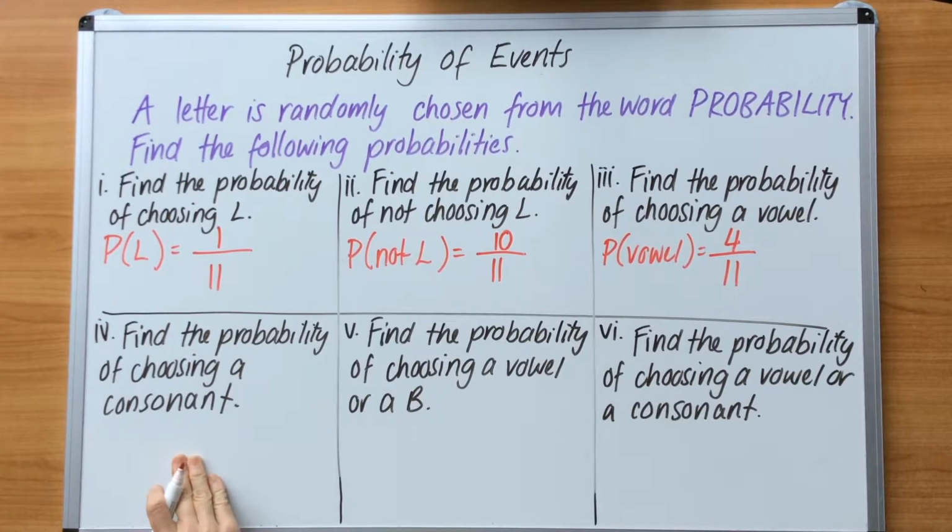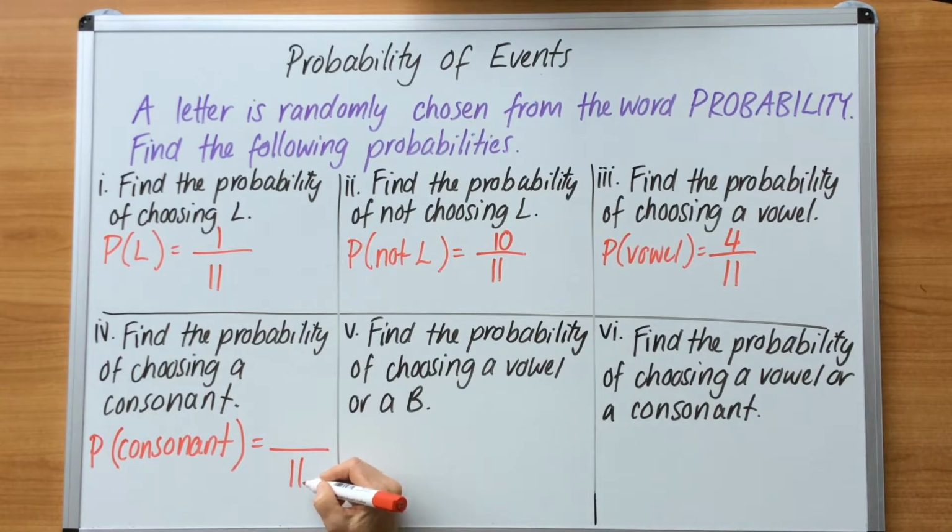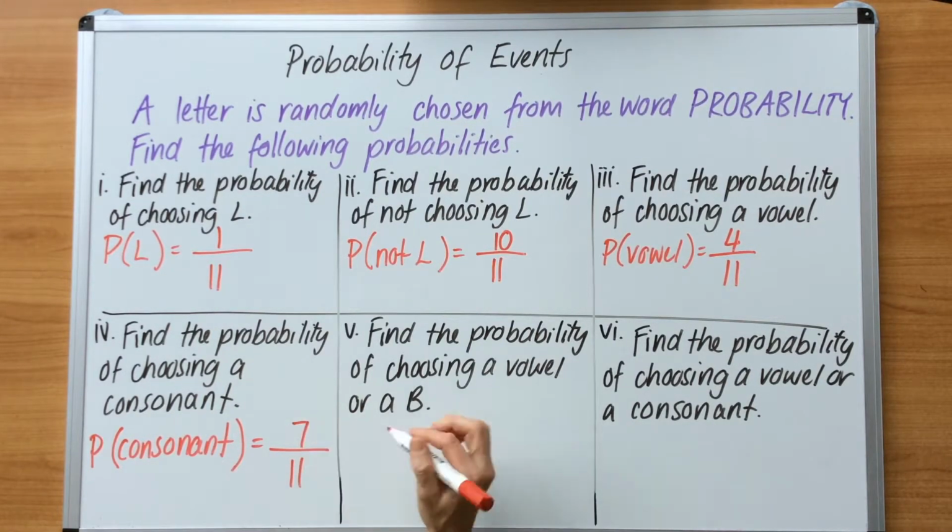In this question over here, question 4, it says find the probability of choosing a consonant. A consonant is every other letter in the alphabet that is not a vowel. So everything other than A, E, I, O, U. So P bracket consonant bracket equals fraction line. There are 11 outcomes and there are 7 consonants in the word probability.